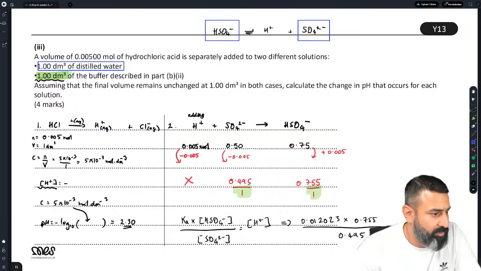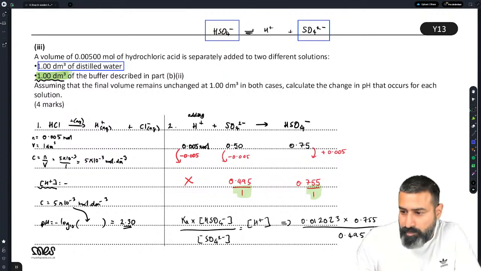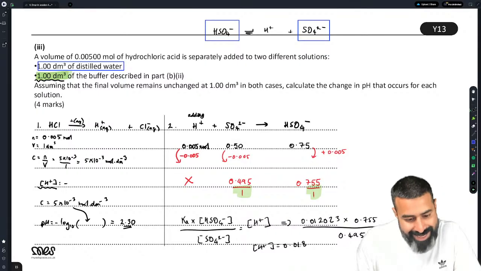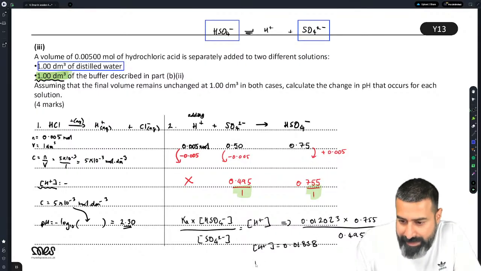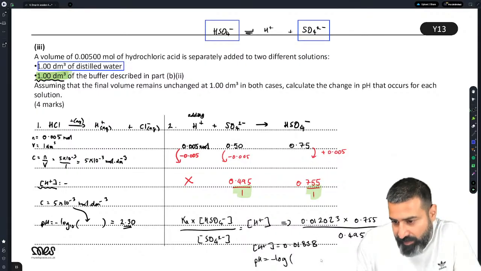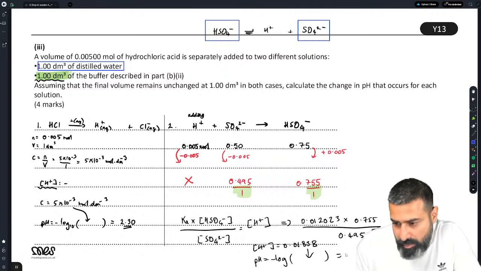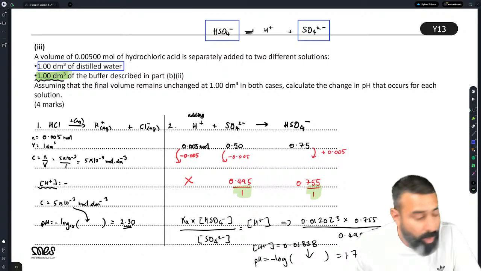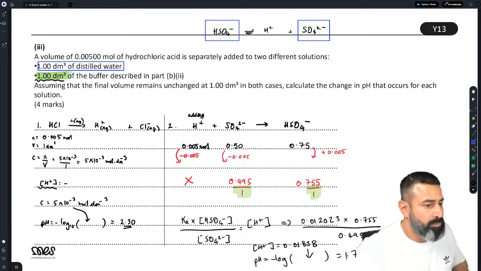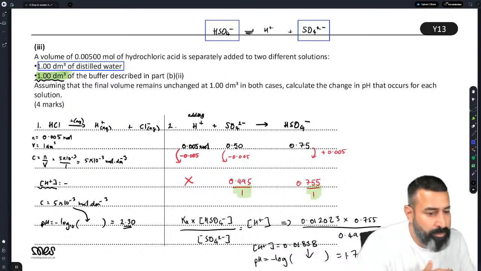Divided by 0.495. Cool, that looks good. So then what do we get? So H plus equals 0.01838, and then the pH is just the negative log of that. So the answer, bosh, 1.74. Done.